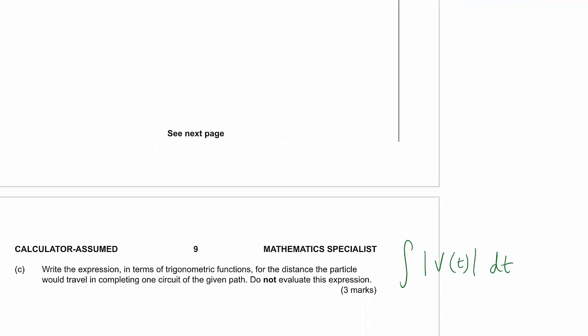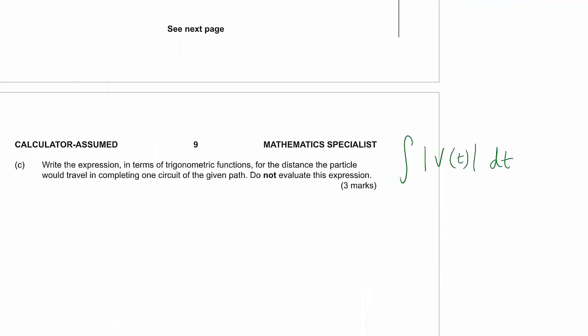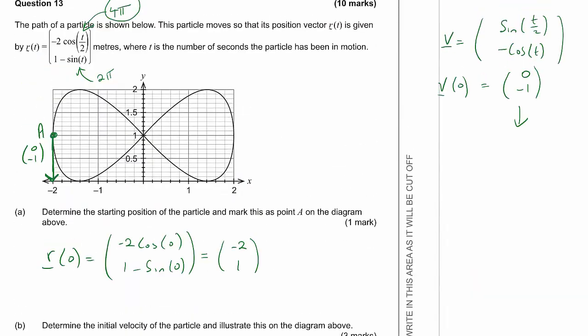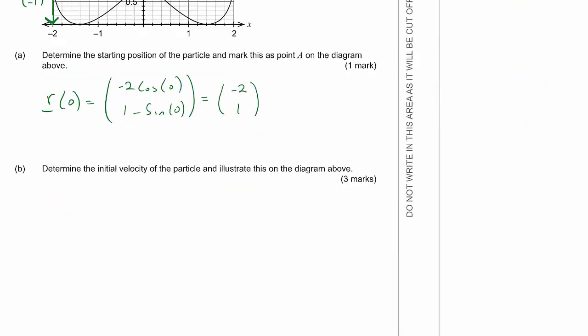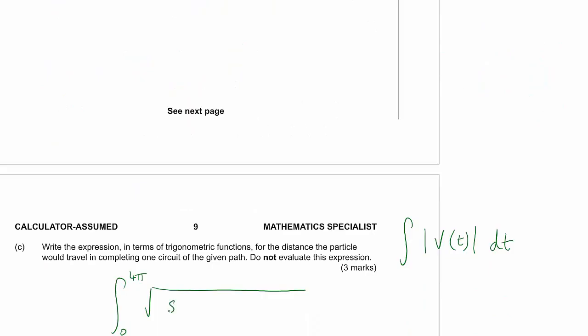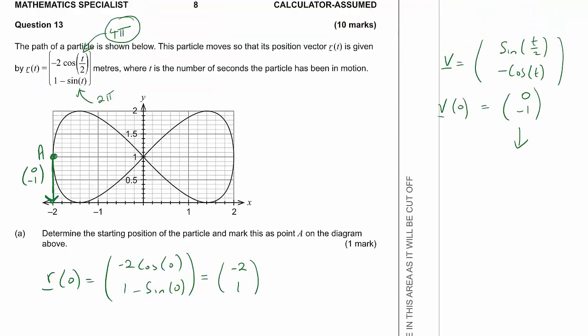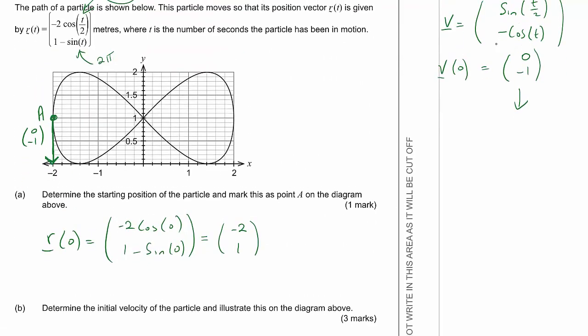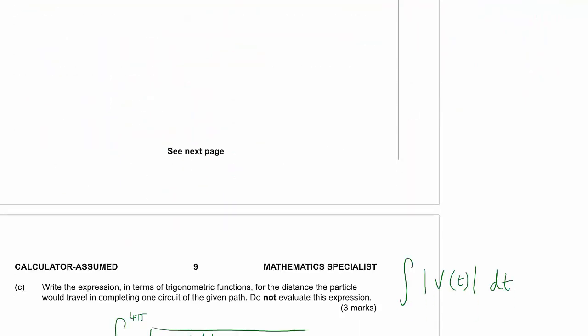So we're going to have the integral from 0 to 4 pi of the square root of sine squared t over 2 plus cos squared t dt. It doesn't matter about the negative because we're going to square.